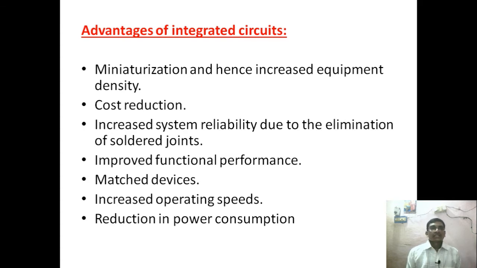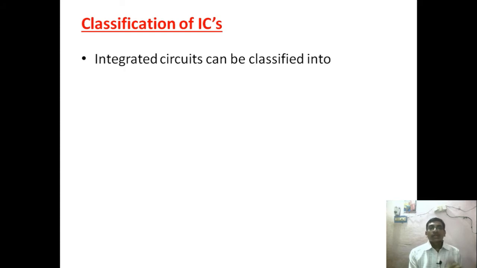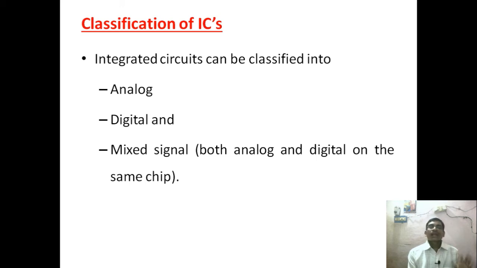Because of these advantages, we are going to use ICs instead of discrete components, and it is somewhat easier to work with ICs. Next, we are going to see the classification of ICs, how they are classified. Integrated circuits can be classified based on the signals they are processing: analog ICs, digital ICs, and mixed signal ICs. Analog ICs take analog signals, process them, and give the output signal. Here both the input signal, output signal, and the processing unit are all analog.